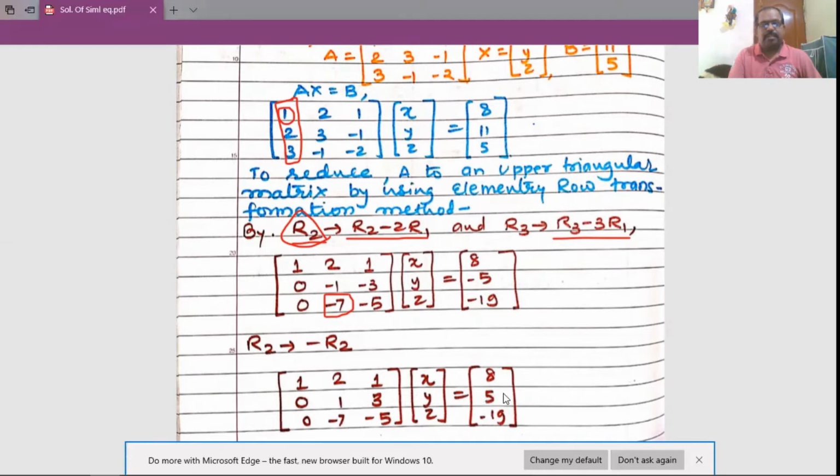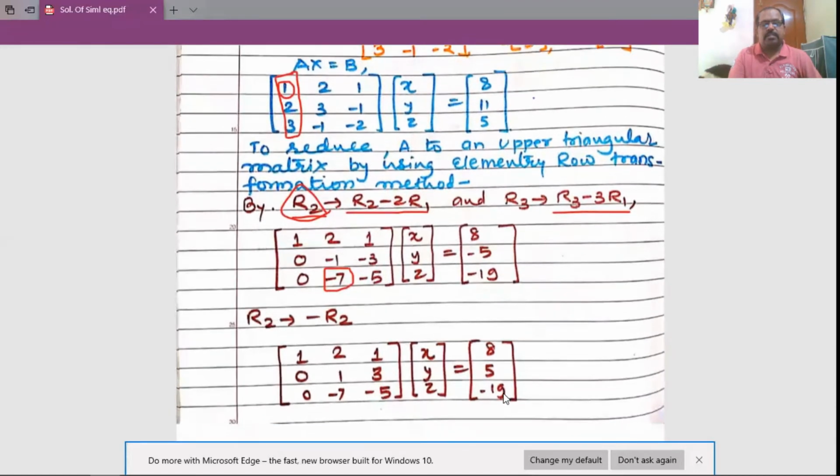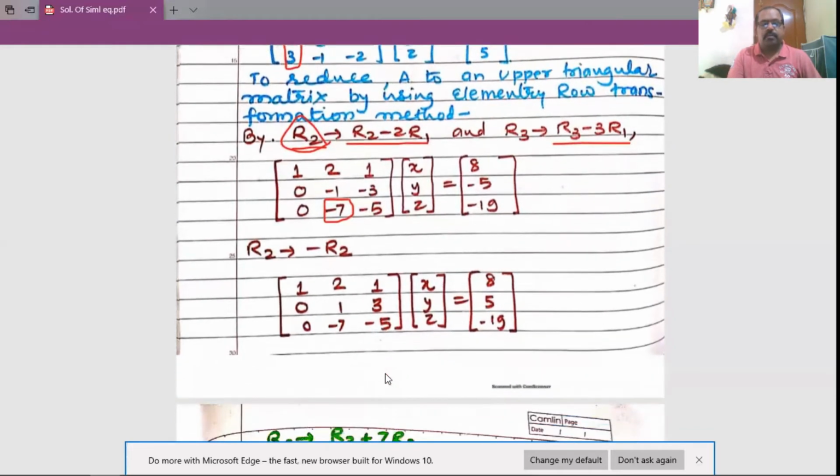Okay, so multiplying that by 7, your second row will become 7 into 0, 0, 7 into 1, 7, 7 threes are 21, and 7 fives are 35. So it gives us 0, 7, 21 and 35, and then subtract this from R3.